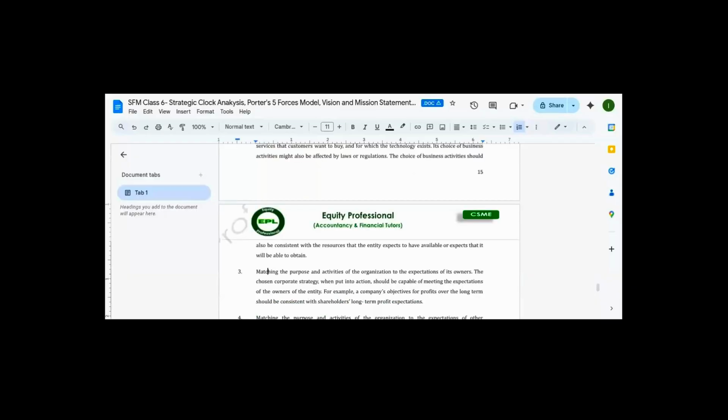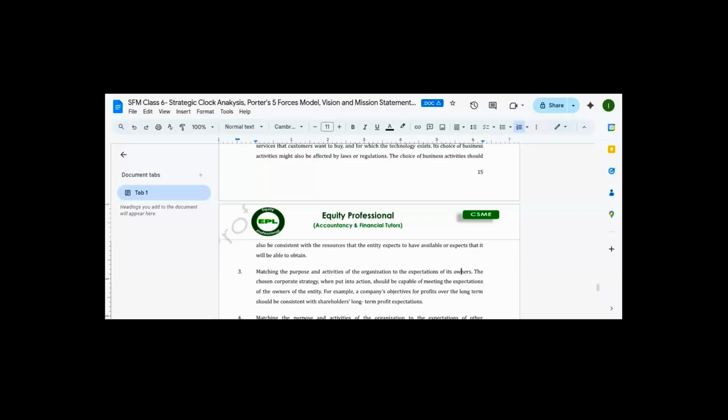Number three is that another element of corporate level strategy is matching the purpose and activities of the organization to the expectations of the owner, meaning that all the resources must be effectively utilized. Our technology, innovation, capability must be invested in a way for us to achieve greater success and meet the expectations of the owners.